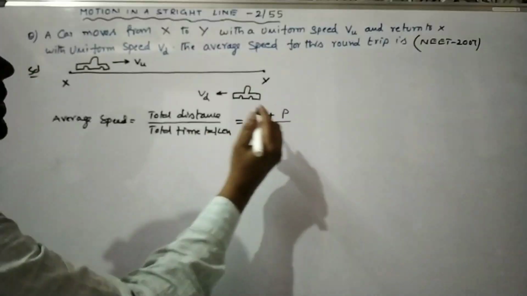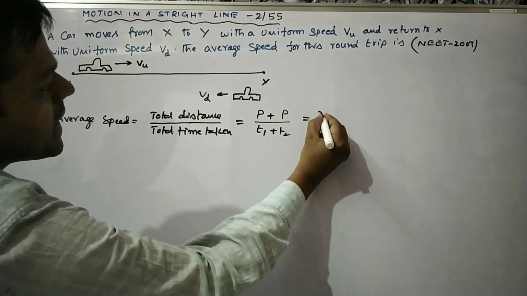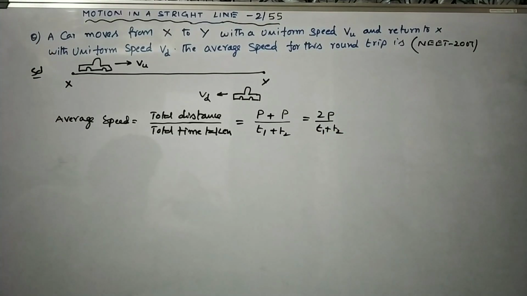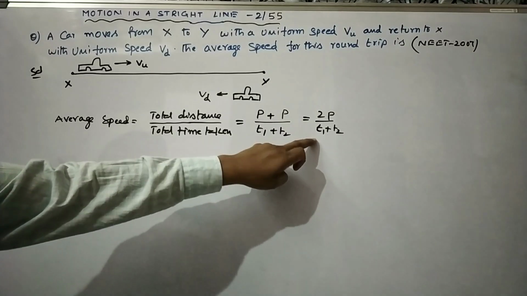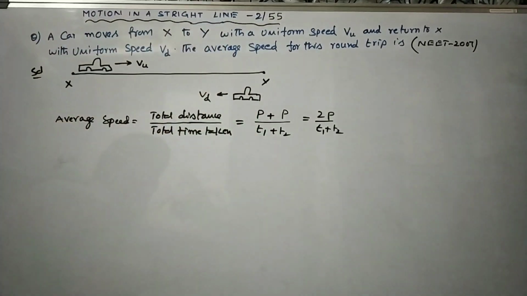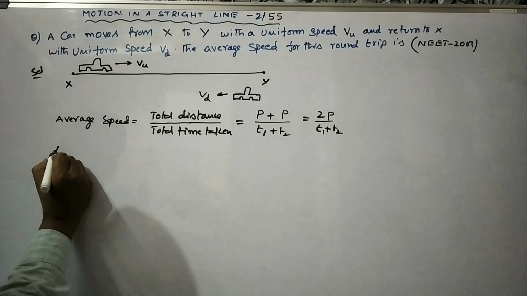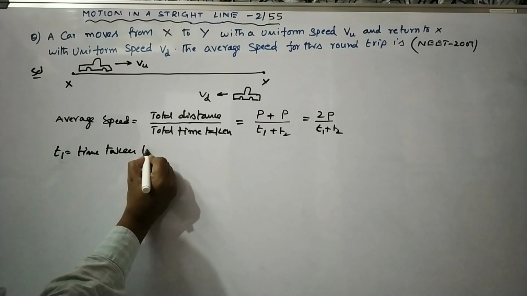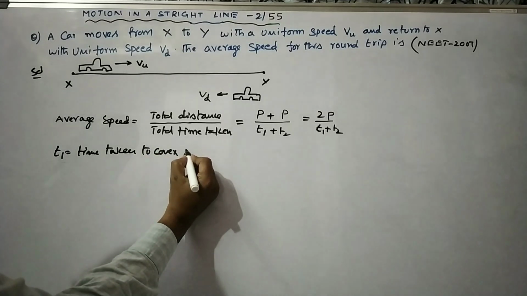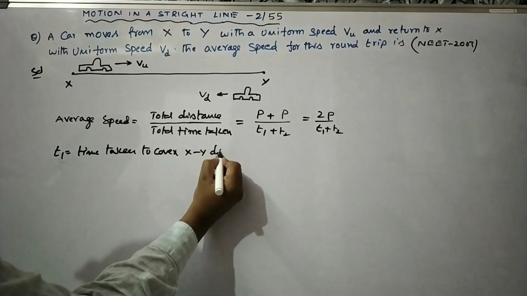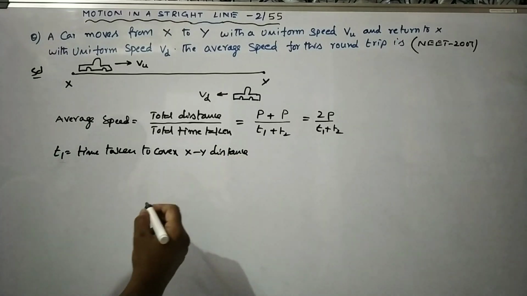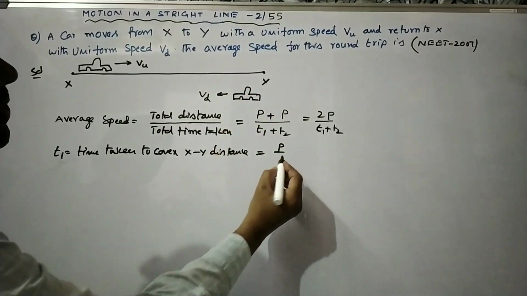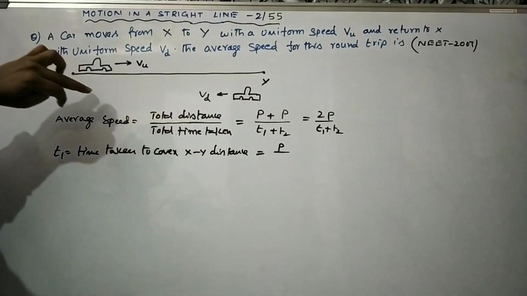The time taken from x to y is t1. The time taken from y to x is t2. So we may write 2p by t1 plus t2. But there is no time term given in this question, so first you can calculate t1, the time taken to cover the x to y distance. The x to y distance is p, so p by, with what velocity does it cover x to y?